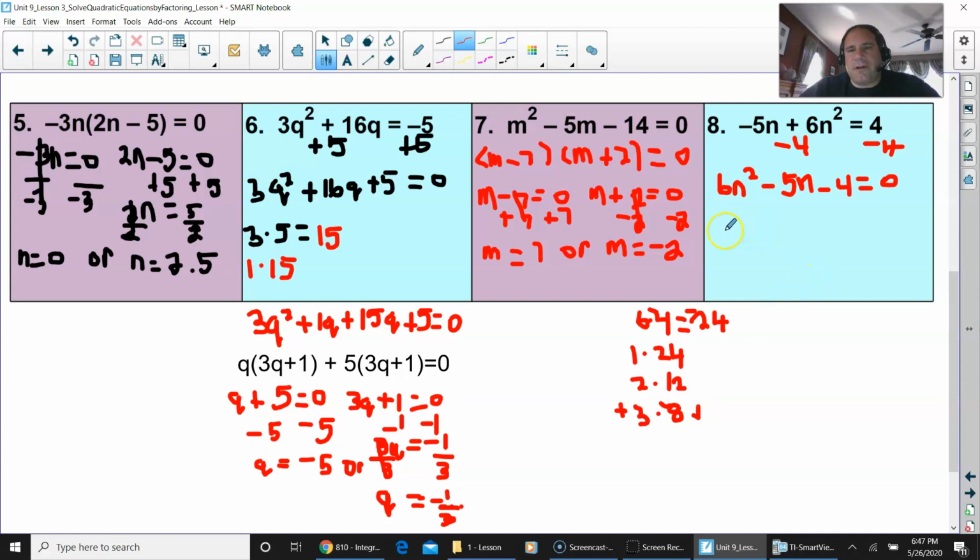So I'm going to just copy down that 6n squared. Instead of a negative 5n, I'm going to put positive 3n, and then a minus 8n. If you combine those like terms, it would equal negative 5n. And then just bring down the negative 4.